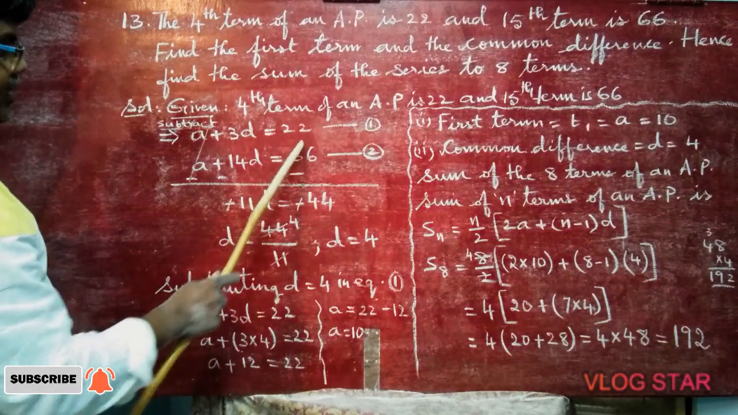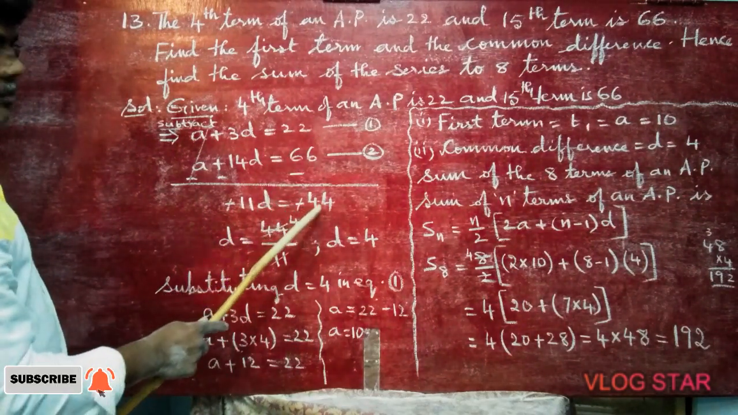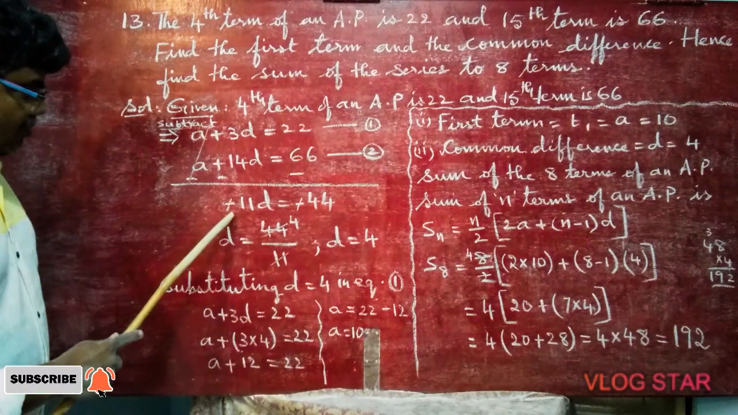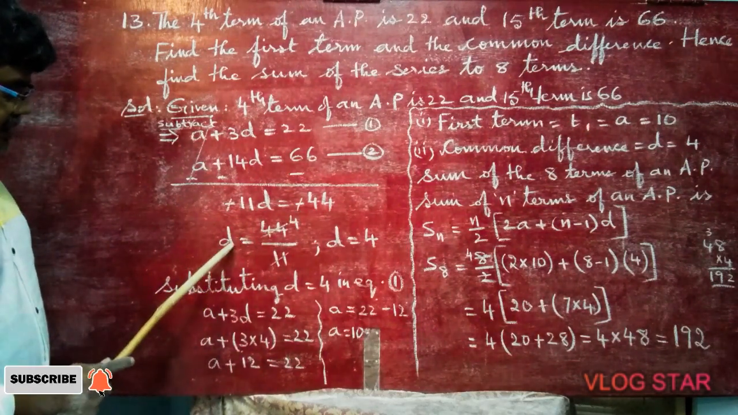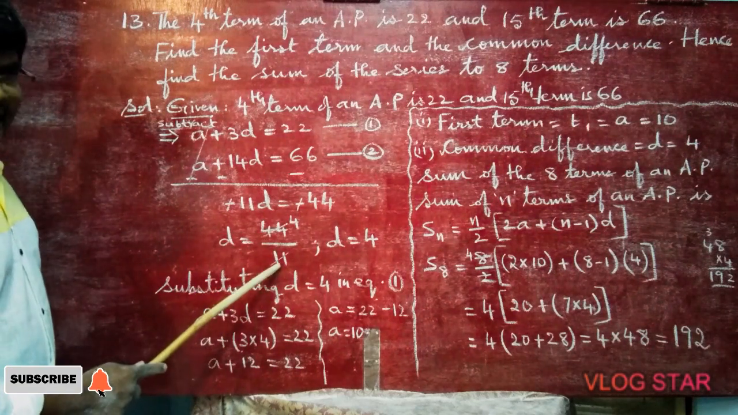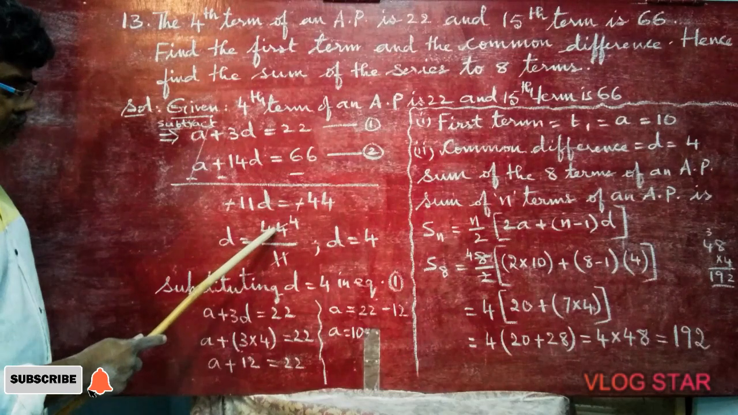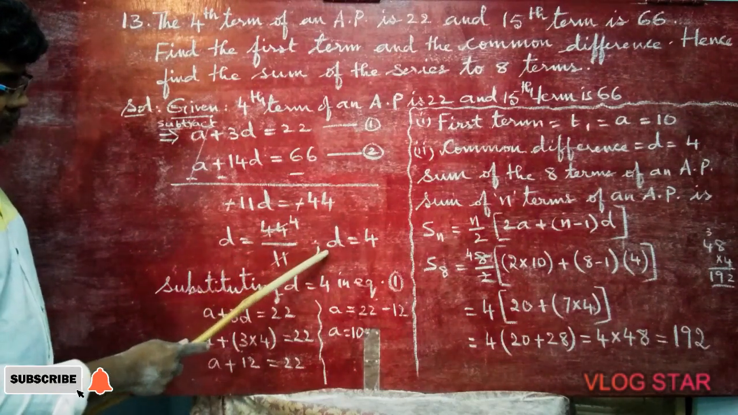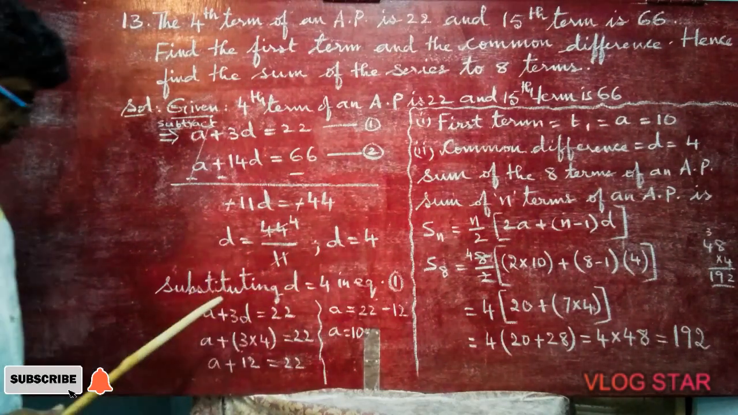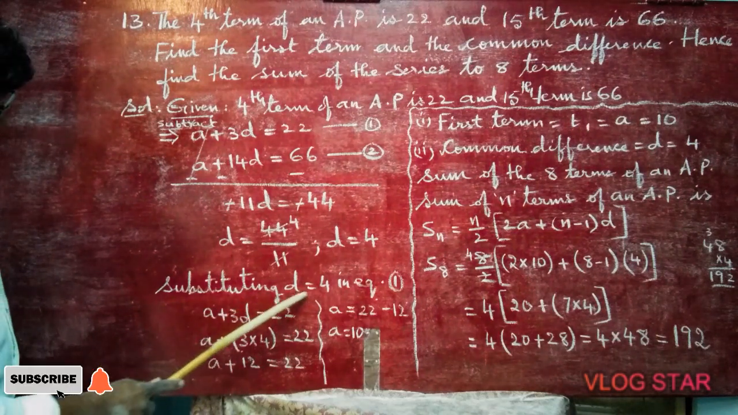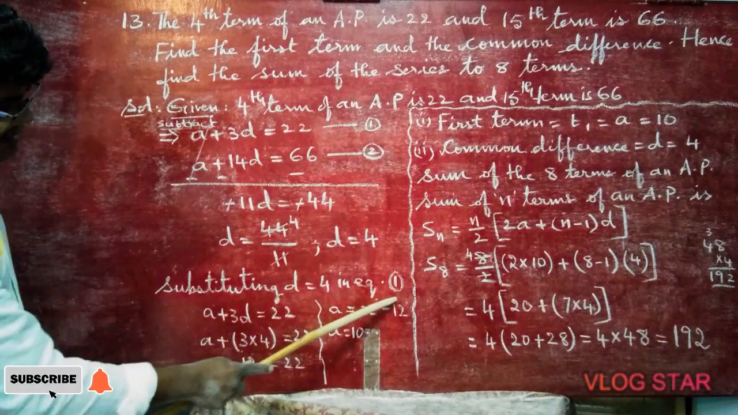Next here, 22 minus 66 is minus 44. Now minus and minus get cancelled. D is equal to 44 by 11. 11 4s are 44. So 11 goes in 44 4 times. So D we got as 4. Substituting D is equal to 4 in equation 1.